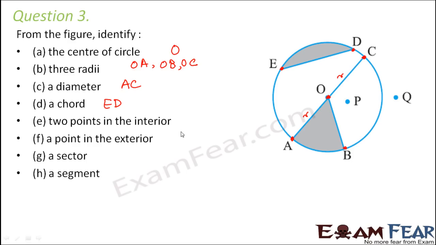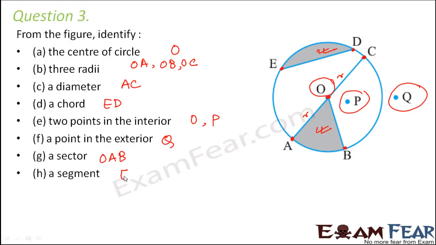2 points in the interior. So which are the points which are located inside the circle? One point is P, another point is O, because center is also a point which is located inside the circle. So O and P are the two interior points. A point in the exterior, very clearly you can see Q. A sector. What is a sector? Slice of a pizza. So slice of a pizza has an arc and two radii. So this is a sector. So you can name it as OAB. A segment. Segment is surrounded by a chord and an arc. Therefore, ED is a segment.